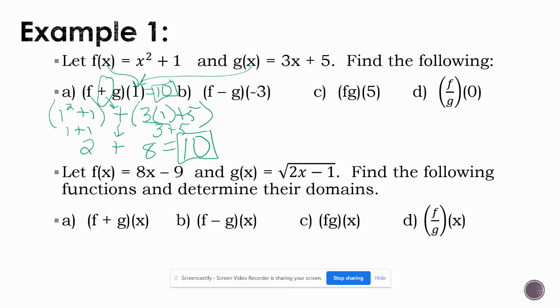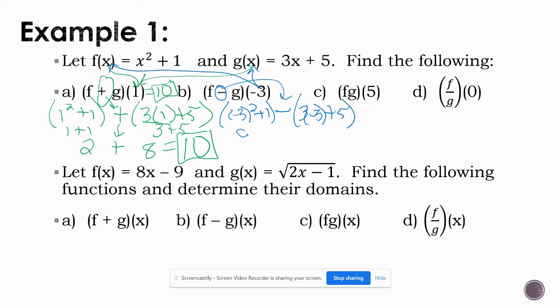F minus g of negative 3 now says, okay, take x and change it to negative 3. And from there, subtract the answers you get for each. So we have negative 3 squared plus 1 for f. We're subtracting because of this right here. 3 times negative 3 plus 5.